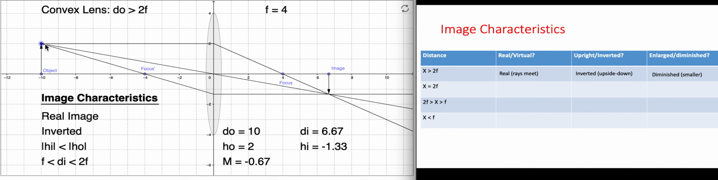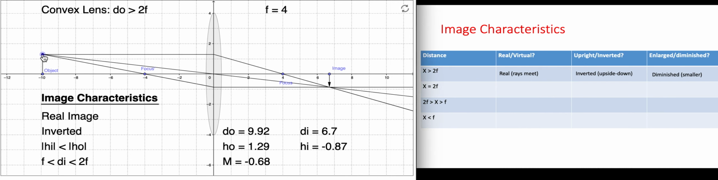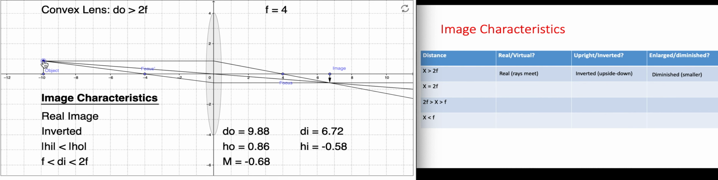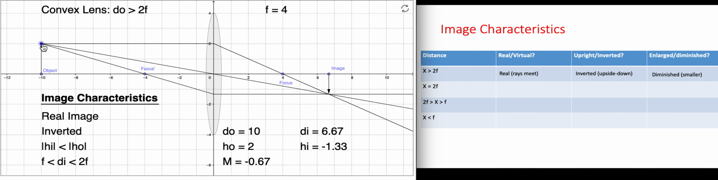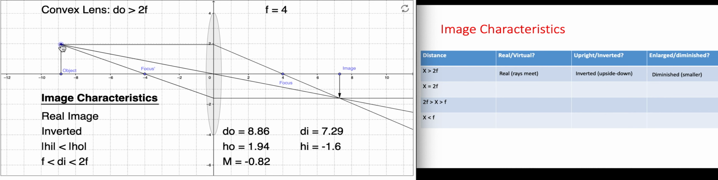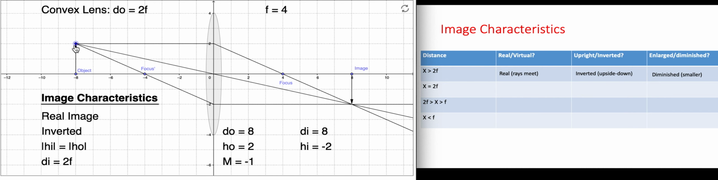We notice it doesn't matter what the size of my object is, it's always diminished, it's always real, and it's always inverted. So for any distance greater than 2f, we have those same characteristics. However, as I approach 2f, which is about now, we notice something interesting happening.